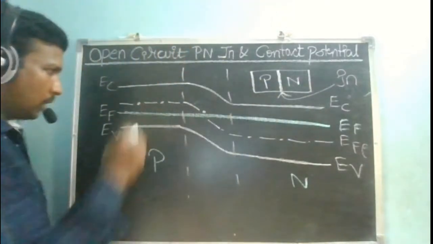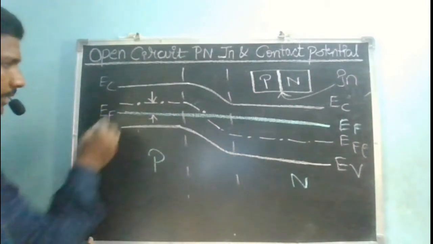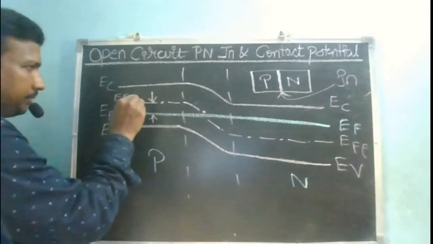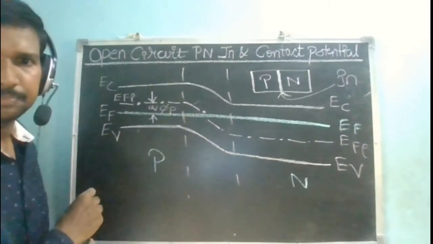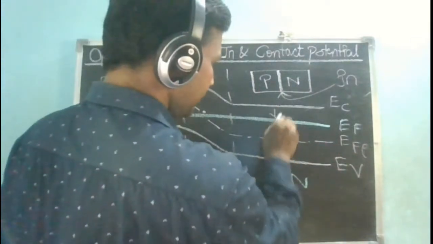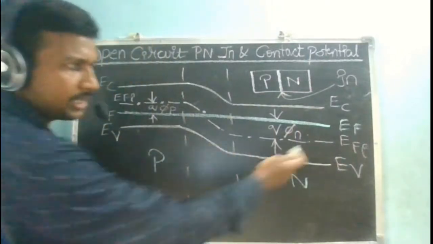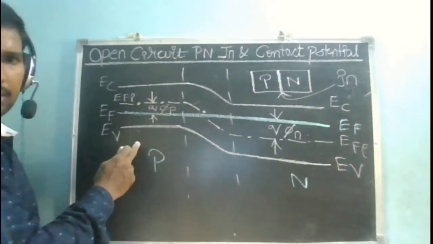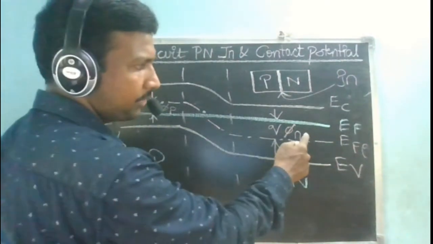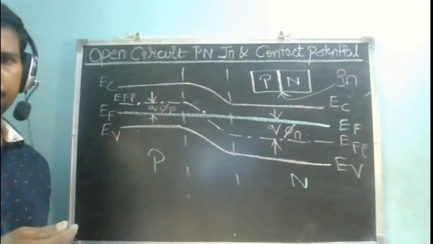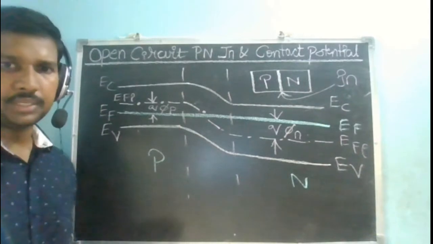I am representing this particular distance in between EF and EFi. This is my EFi. So EFi minus EF is Q times phi p, and EF minus EFi is Q times phi n, because this is the n side and this is the p side. I am denoting phi p as the Fermi potential in the p side, and phi n as the Fermi potential in the n side. So what is the conclusion? What is the interpretation?